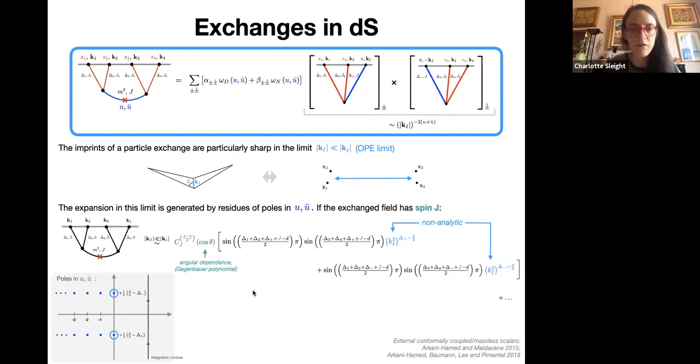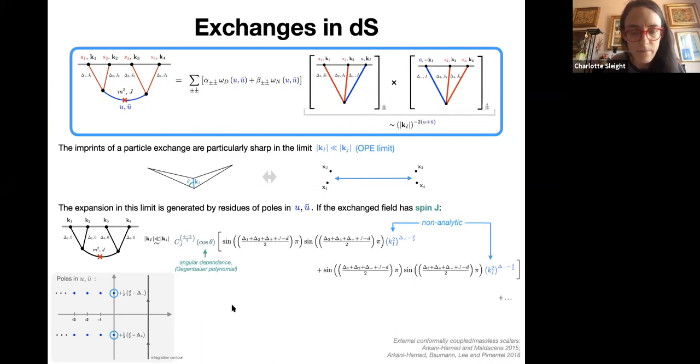If your external fields also have spin, then there's also a tensorial structure in this expansion of the exchange in the soft limit. And from our expression for the exchange, you see that this is inherited from the tensorial structure of the constituent 3-point contact diagrams. This can be worked out systematically by working out the contraction of the known tensorial structures of your constituent 3-point contact diagrams.